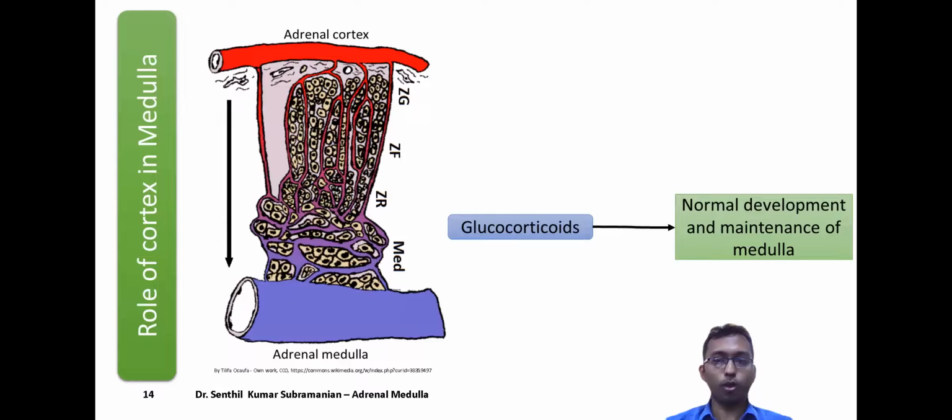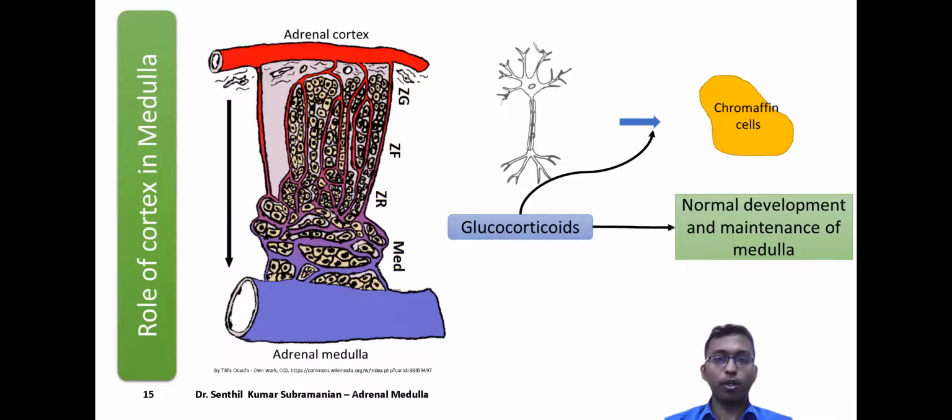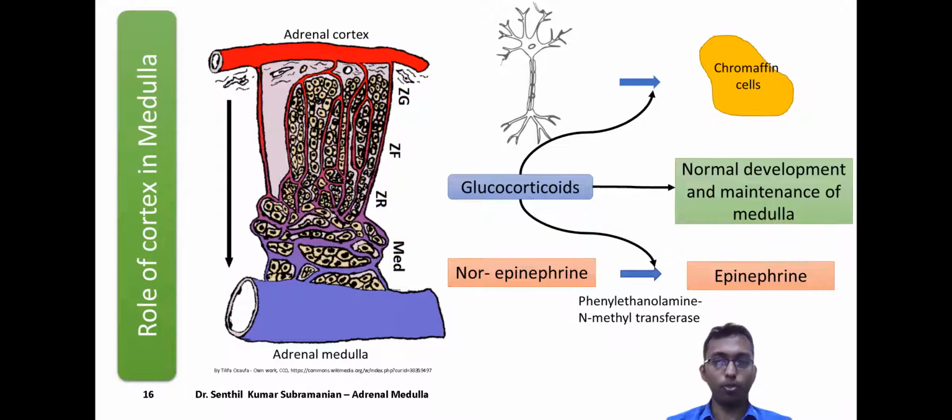The presence of cortisol or glucocorticoids is considered essential for normal development and maintenance of medulla. Further, the chromaffin cells, which are considered modified neurons, lack the proper dendrites and axons. This morphological change in chromaffins is brought about by the presence of glucocorticoids. Further, as we have told earlier, the presence of cortisol increases the action of the enzyme PNMT, which converts norepinephrine to epinephrine.